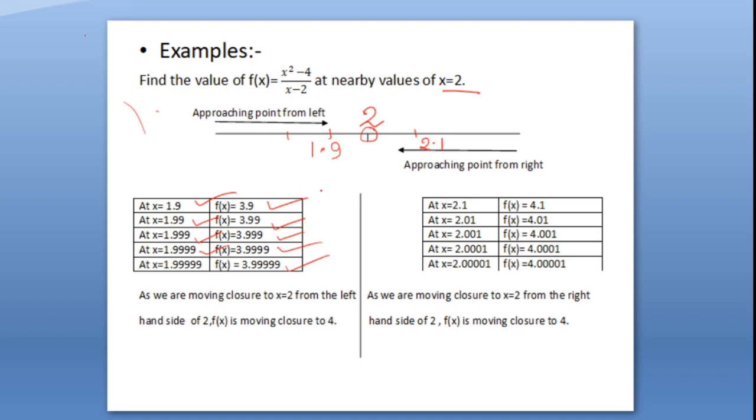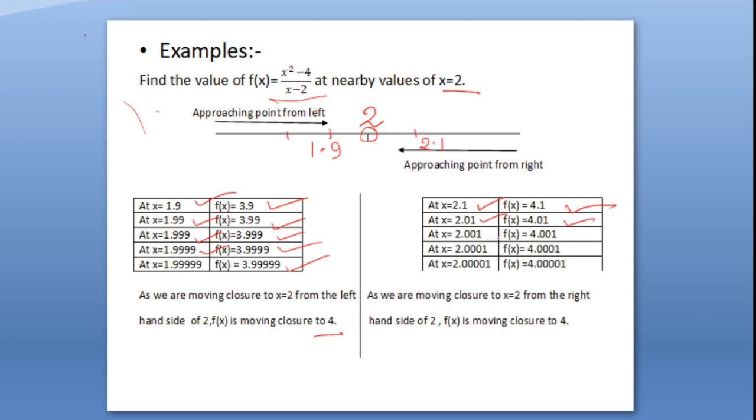In this way, if we take points closer to 2, we can check that f(x) is moving closer to 4. That means as we move closer to 2 from the left hand side of 2, f(x) is moving closer to 4. Next, for the right hand side I am taking x as 2.1. Then if we calculate f(x) equals x square minus 4 by x minus 2, we get 4.1. Next, 2.01 gives 4.01.